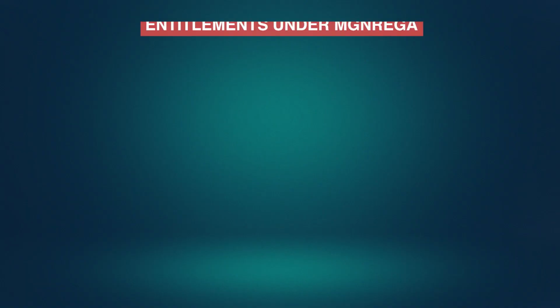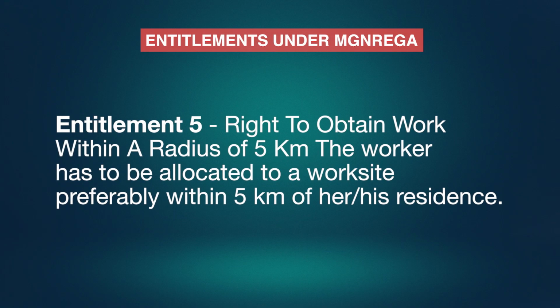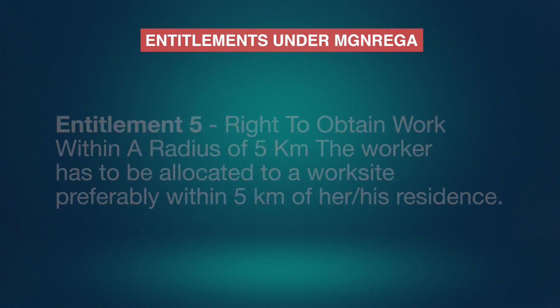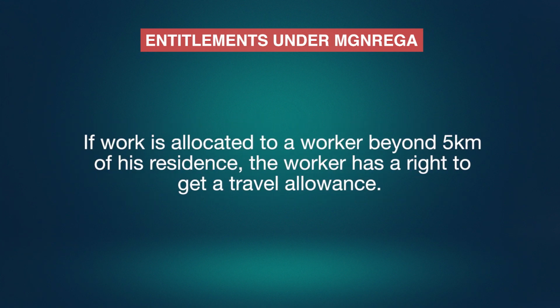Entitlement 5. Right to obtain work within a radius of 5 km. The worker shall be allocated to a work site preferably within 5 kilometers of his or her residence. Now, if a worker is allocated work beyond a 5 kilometer radius of his or her residence, the worker has the right to get a travel allowance. The Act formally declares an overarching role of the panchayats in this process.